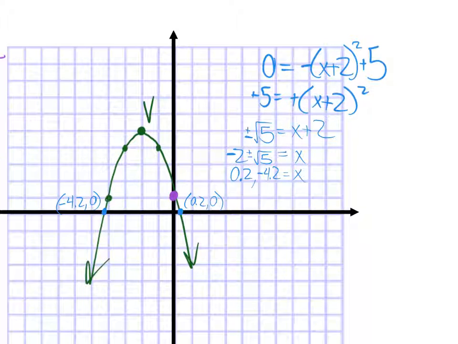Okay? Now, one last feature I wanna look at here is our axis of symmetry. What's our axis of symmetry in this case? X equals -2. Remember, the axis of symmetry is the vertical line going through our vertex. So our axis of symmetry is x equals -2. Okay? So those are all the key features there of the parabola.